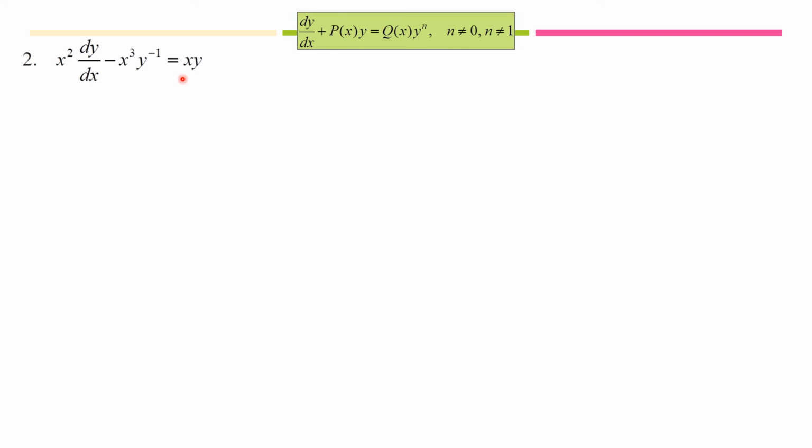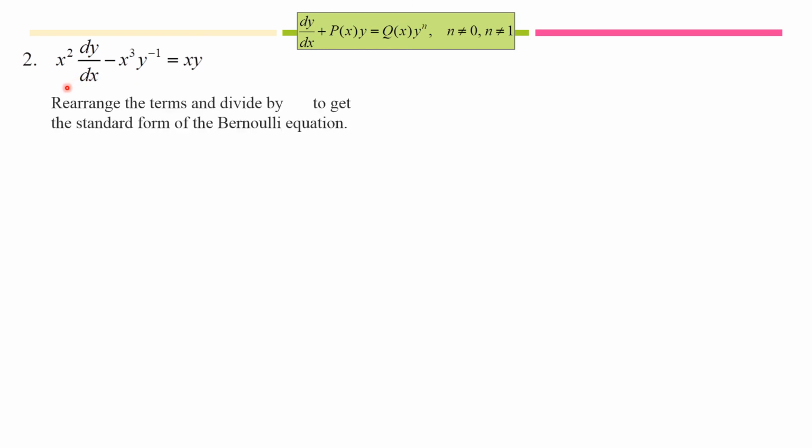However, for this problem, p(x)y lies on the right side of the equation, and q(x)y to the power of n in the standard Bernoulli lies on the right side, whereas in this problem, q(x)y to the power of n lies on the left side. And we also notice that the coefficient of dy/dx is not 1. So let us rearrange the terms and divide by x squared to get the standard form of the Bernoulli equation.